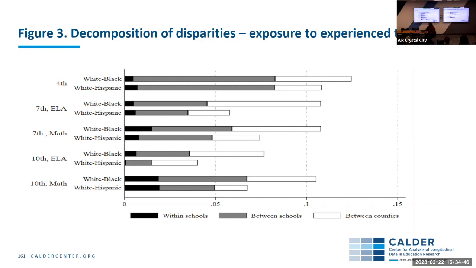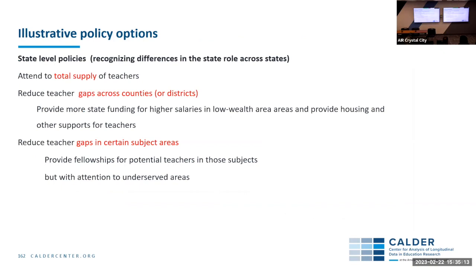Well, the bottom line here is we're going to need actions from state level policymakers. We're going to need actions at the county or district level, and then certainly some action at the individual school level across classrooms. So let's look at some of the policy options that we've thought about. If we go to the next slide, it's called illustrative policy options.